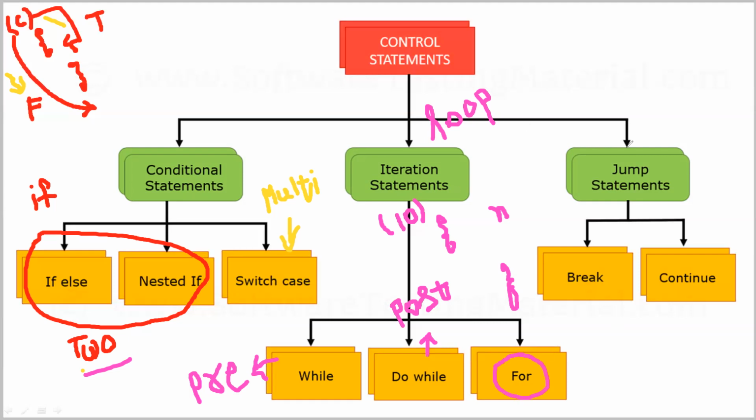Along with these two, we have one more type of statements called jump statements. There are two things under jump statements in Java: break and continue. Break and continue, in the sense, if I want to suddenly come out of a loop. For example, as I said earlier, by using iteration statements we made a condition that this particular block will execute 10 times. If I want to come out during the execution, I can use break.